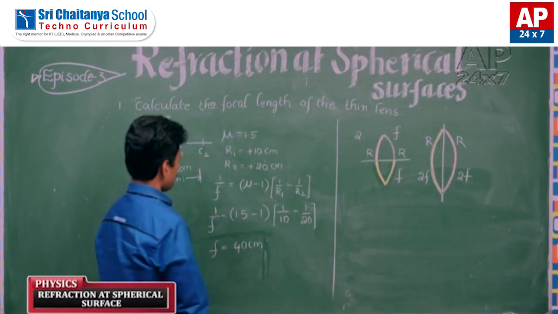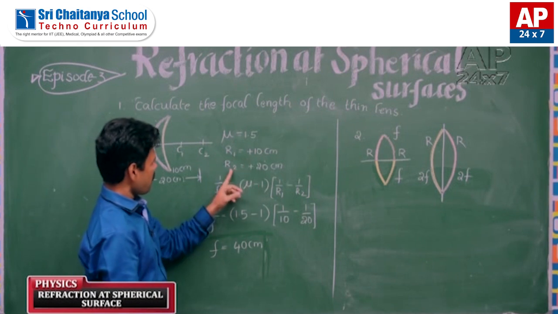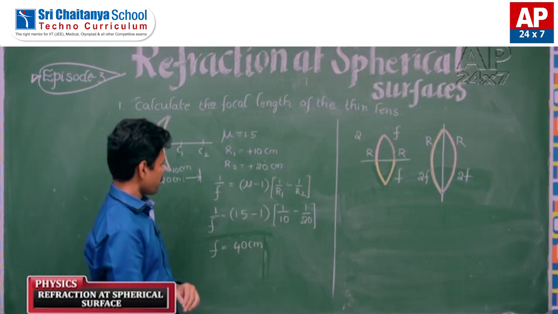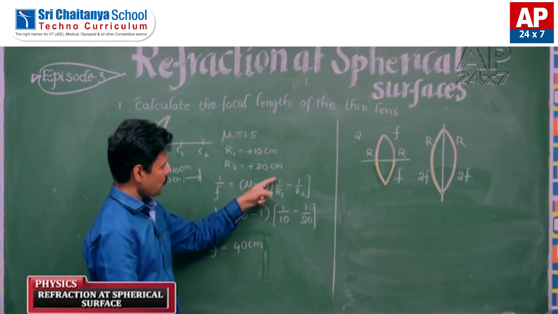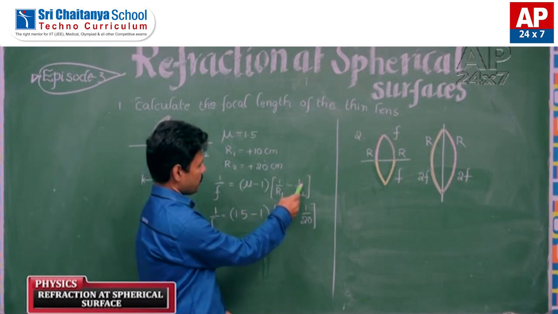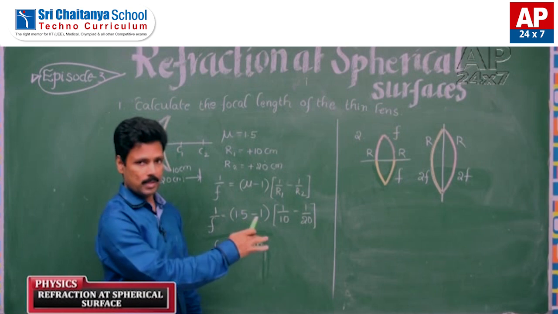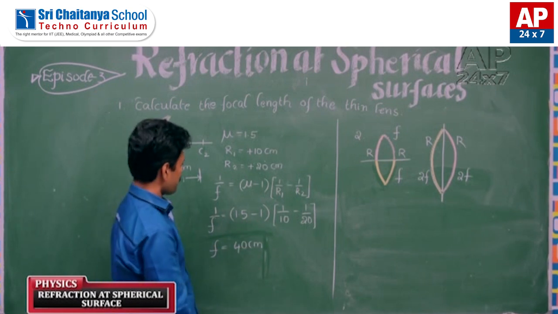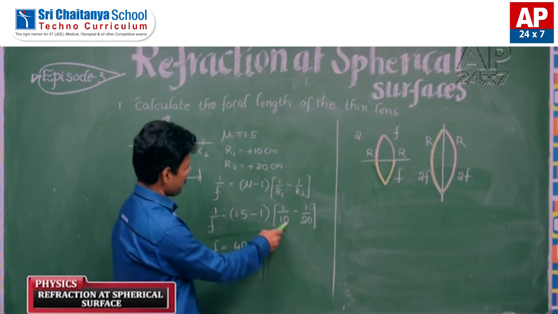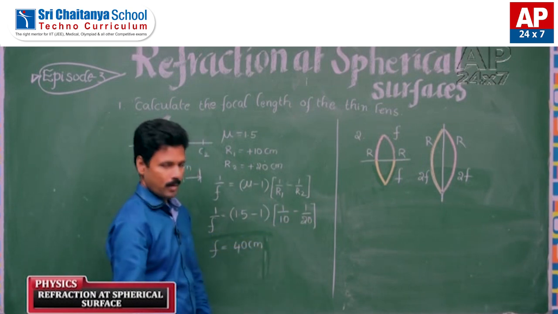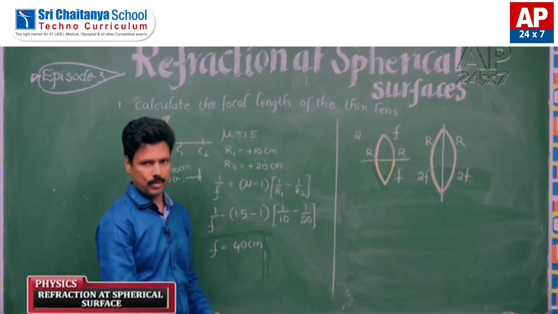Now see the data given here. Mu is 1.5, R1 plus 10, R2 plus 20. So 1 by f equal to mu minus 1 into 1 by R1 minus 1 by R2. Now in this we have to substitute the values with the sign. See carefully: 1.5 minus 1 into 1 by 10 minus 1 by 20. After simplifying this, we get 40 centimeter.